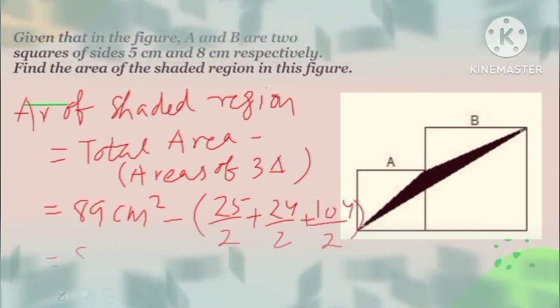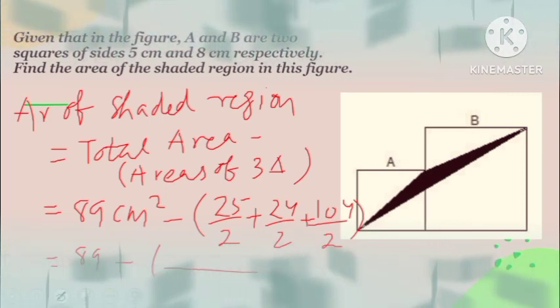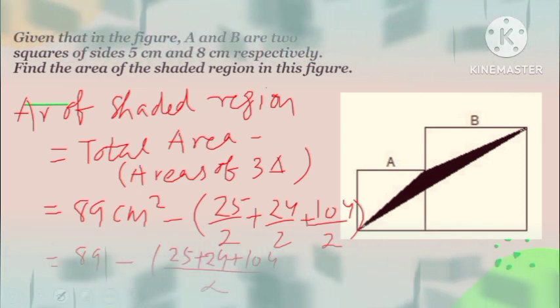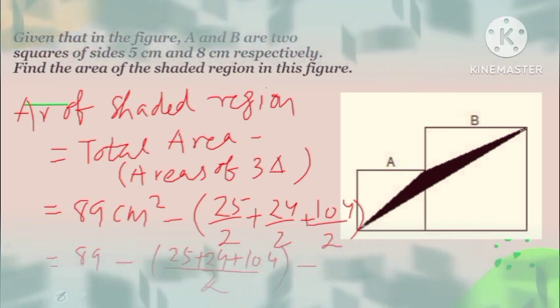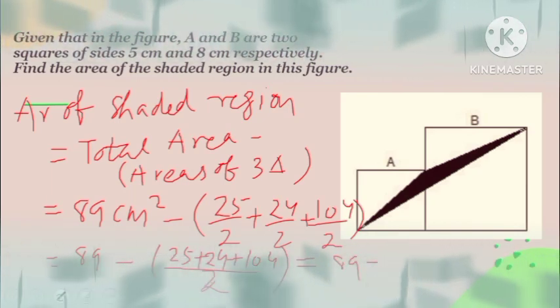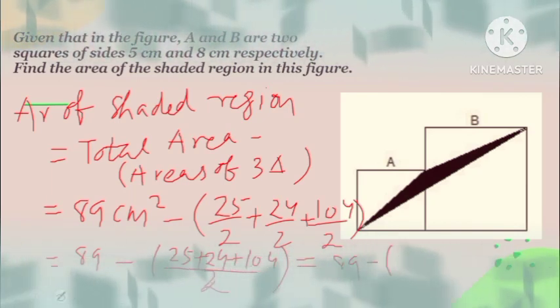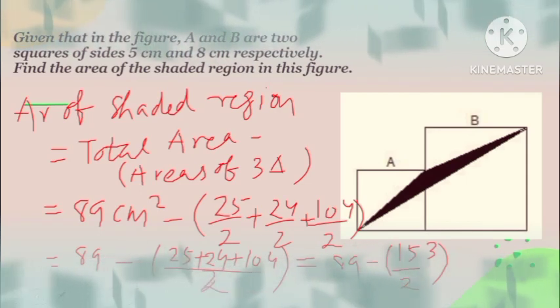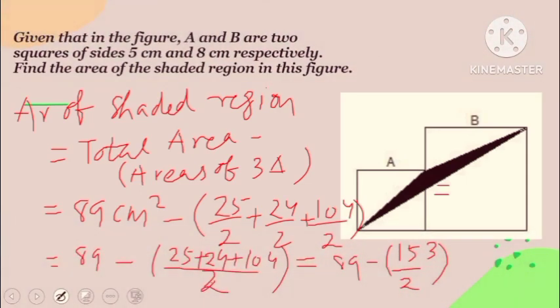If we solve it, this is 89 minus, if you add 25 plus 24 plus 104, it will be 153, so 153 by 2. And again if you subtract it, 89 into 2 is 178, minus 153, all divided by 2, it will give us 25 by 2 cm square. So the area of the shaded region is 25 by 2 cm square.